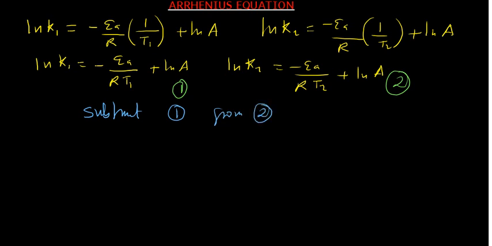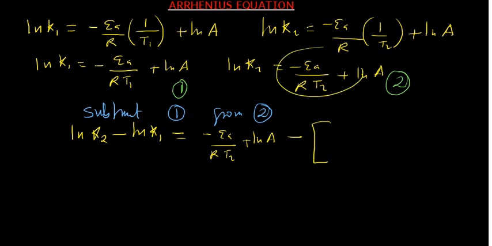So subtracting 1 from 2, we are going to have natural log of K2 minus natural log of K1. So I've started with this portion, we've subtracted it. And then we're going to go on and subtract also the other side. We have negative activation energy over RT2 plus natural log of A, and then we are subtracting. Okay, we subtract now this portion we've written there.